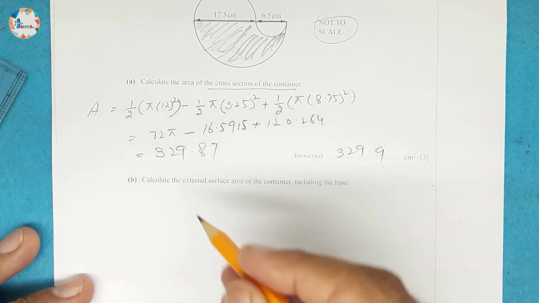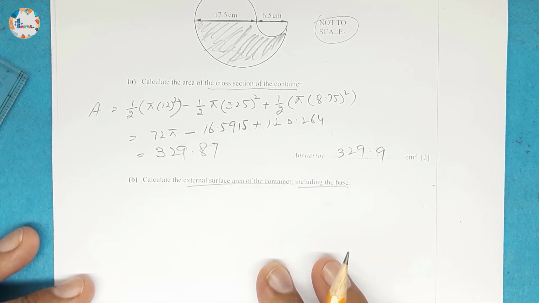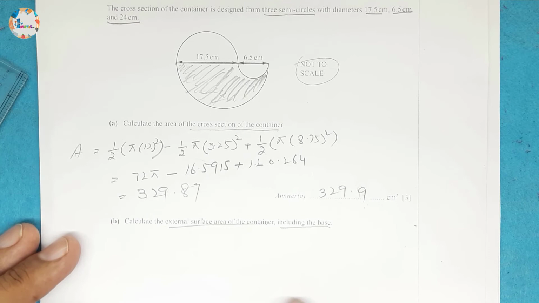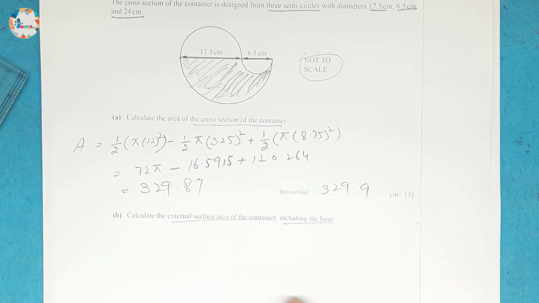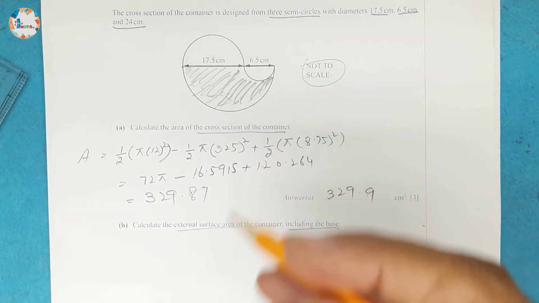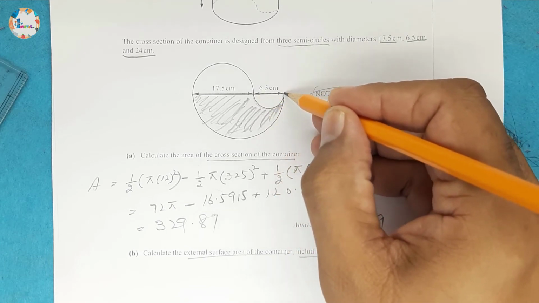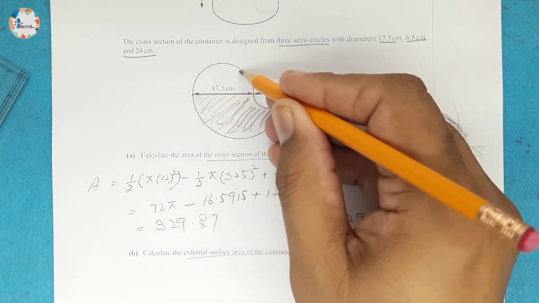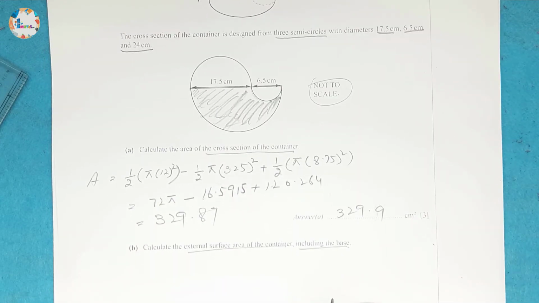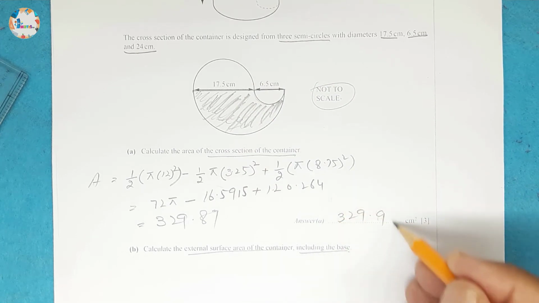So this one. Calculate the external surface area of the container including the base. So base and external surface area of the container we need to find. So that will be base area. Basically, the easiest way to solve is that we will be taking the boundary line of this. This will be one semicircle, two semicircle, and third semicircle. So we'll be adding the boundary line and multiplying it by this height, and then we will be adding this shaded area. So shaded area we have already calculated.